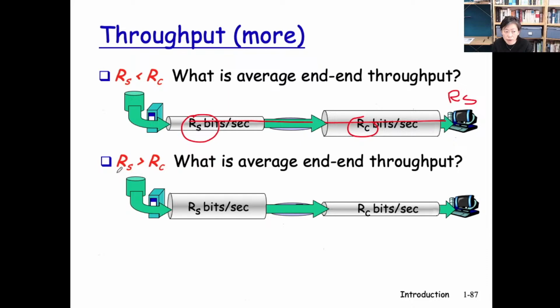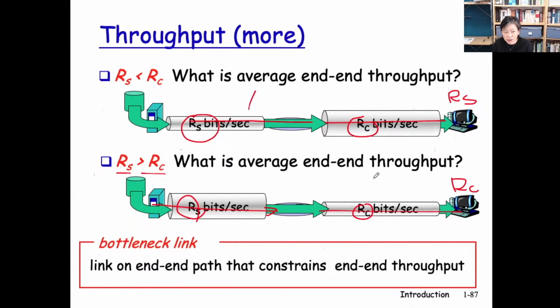If it's the other way around, RS being larger than RC, there could be a lot more water coming in, overall carrying RS throughput, but RC being thinner is going to limit the rate of the fluids traveling through. So in the end, at the receiver, RC is going to be the throughput. The link on the end-to-end path with the smallest bandwidth is going to constrain the eventual throughput. Throughput here is often called the end-to-end throughput to indicate that it's the rate of data being sent from the source, one end, to the receiver, the other end.